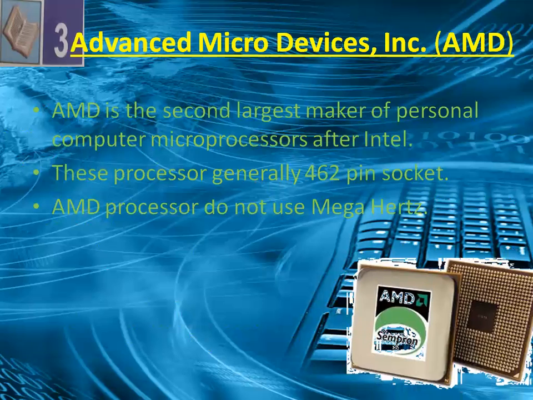AMD processor. AMD is the second largest maker of personal computer microprocessors after Intel. These processors generally use 462-pin sockets. AMD processors do not use megahertz. AMD processors have 10-step execution. Remember that Pentium 4 processors have 20-step execution, and in AMD processors we have 10-step execution. AMD processors do not use megahertz to specify processor speed. This is due to the instruction set handling that AMD uses.